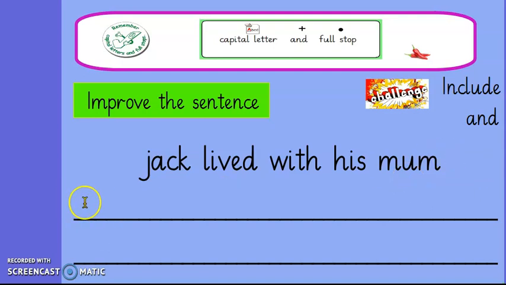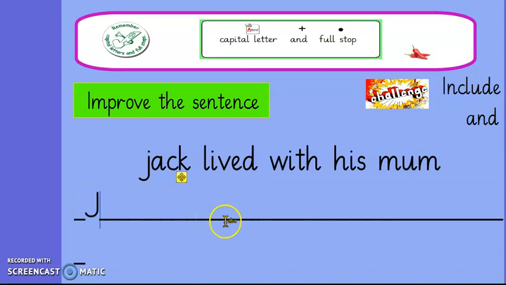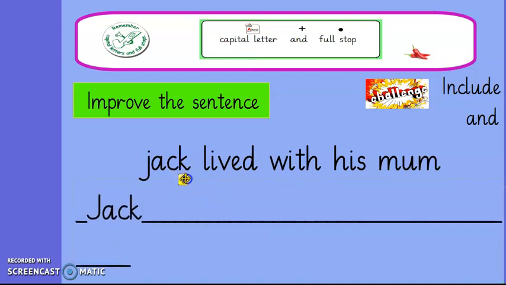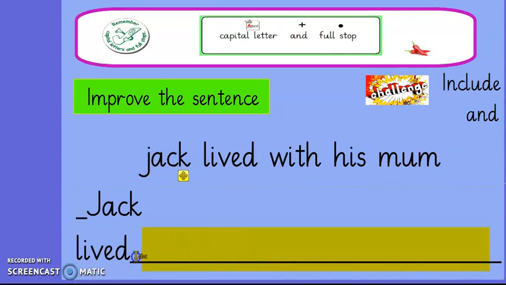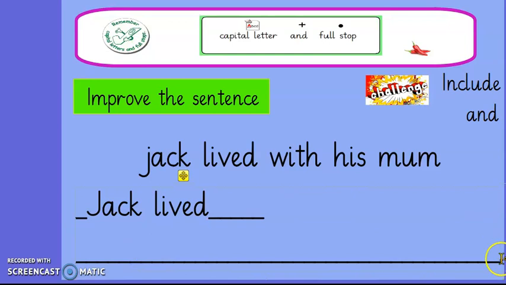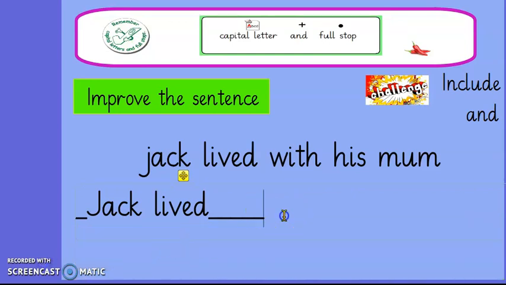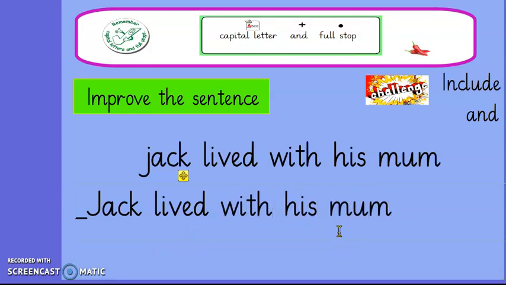So if we were going to write that sentence, we need to make sure we have got our capital letter at the start. And remember, Jack is a name, so that always has a capital letter. Jack lived, let's get rid of this. Sorry, Year 1, let me get rid of that. Jack lived, finger space, with his mum.